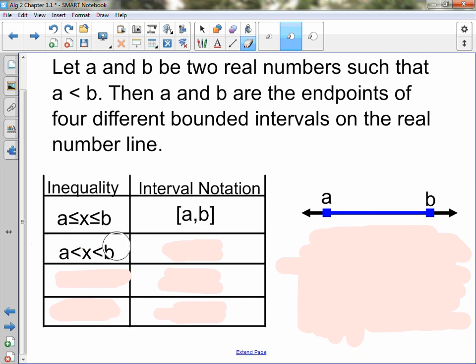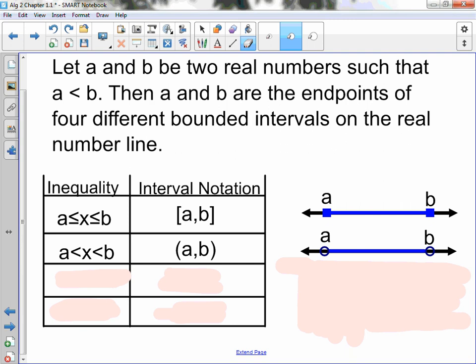Now the next one is just less than. A is less than X is less than B. So they don't have the equal sign. In our first case, they're both equal, so we fill both in. The second case, neither one of them is equal, so we leave them open. For the second one, the circles are not filled in because we do not have equal signs. So when it's just less than or greater than, we leave the circles open. It's only when we say that they're equal that we fill them in.